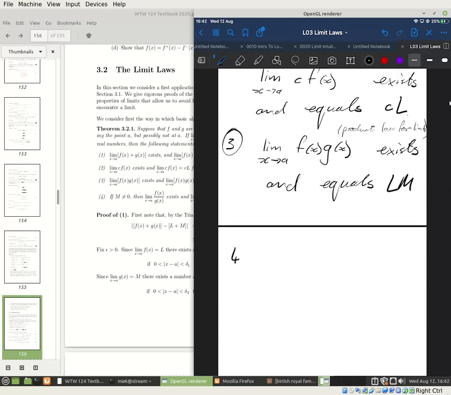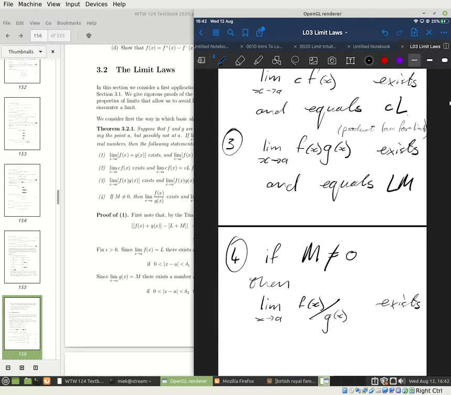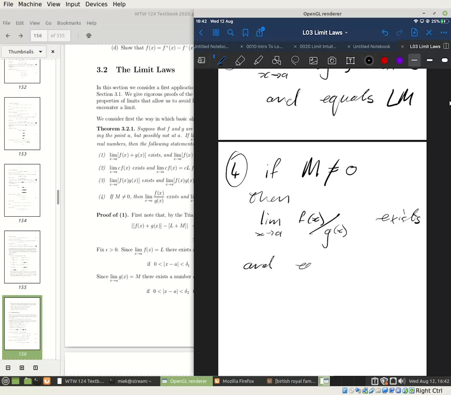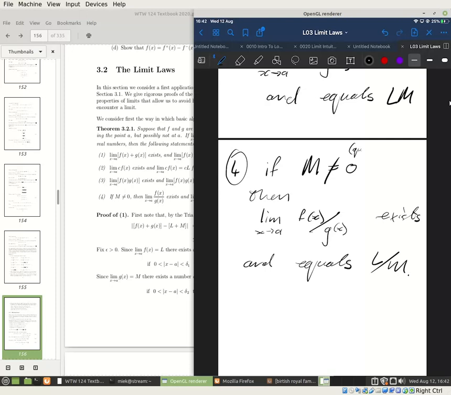And number four, if M is not equal to 0, then the limit as x tends to A of f of x divided by g of x exists and equals L over M. And this is, of course, the quotient law for limits.